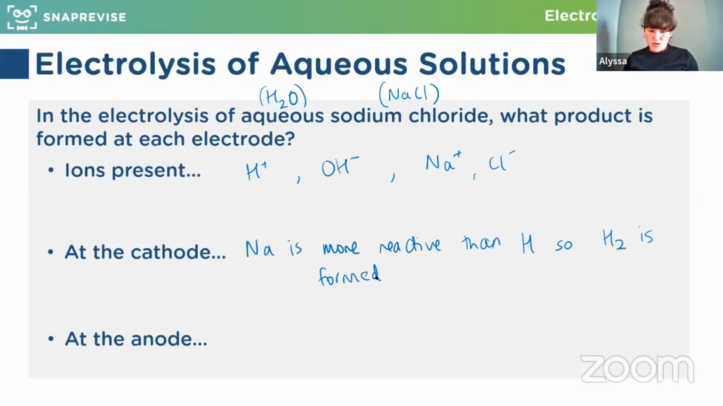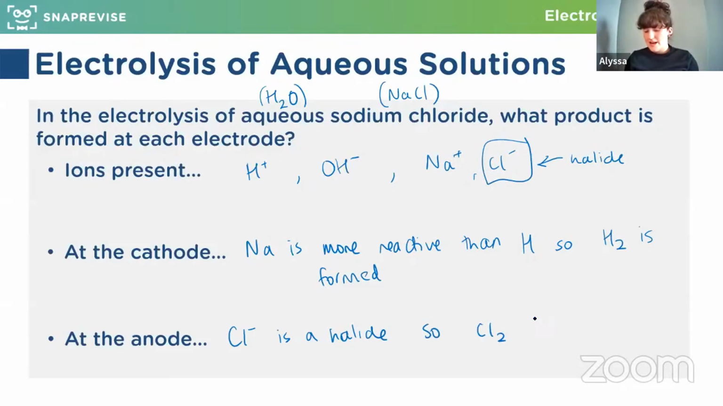And then at the anode, again, thinking back to our rules, oxygen is formed unless there is a halide present. There is a halide present. So our halide is going to form. The anion is a halide. So chlorine, the halogen, is formed. Fantastic. Really, really good. Well done, guys.